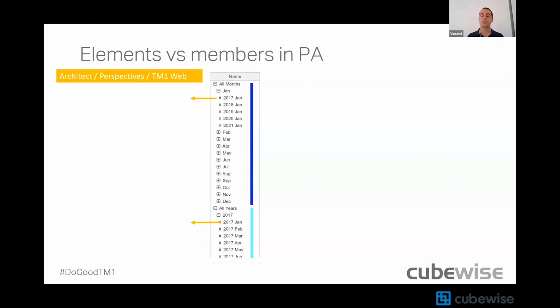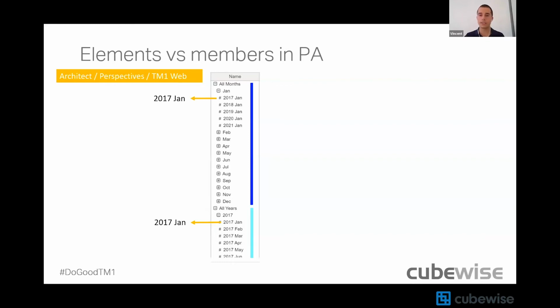Take this example where we have a year months dimension with two types of rollups. The first one is the year months, which roll up to months. The second one, in light blue, is the year months, which roll up to years. If you open this dimension in Architect or Perspective, this 2017 Jan will be the same, and for TM1 Web too. When you request the data with a DBRW function in Perspective, the DBRW function will ask for the data for 2017 Jan inside the period dimension. It does not care about the parents.